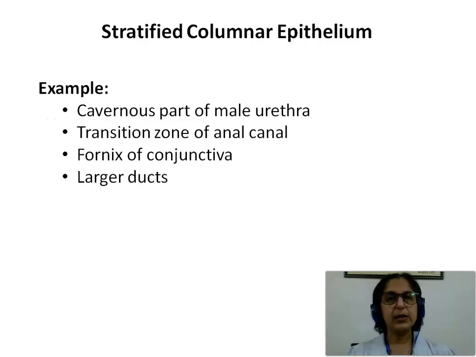Where do we see this type of epithelium? The cavernous part of male urethra, transition zone of anal canal, fornix of conjunctiva, and larger ducts.